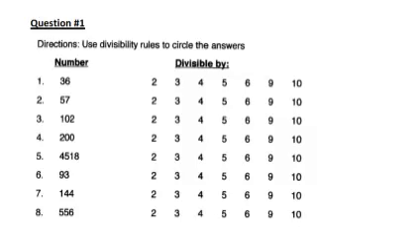So starting with the first question, you have to circle the numbers that the given number is divisible by. So we have 2, 3, 4, 5, 6, 9, and 10, and we need to check if 36 is divisible by the following numbers.